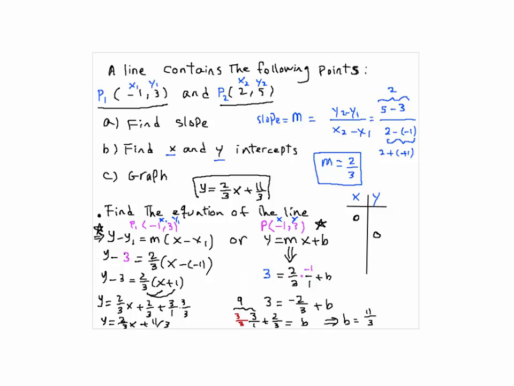So to find the x and y-intercept, let's find the y-intercept first. To find the y-intercept, you let x equal to 0. If x equal to 0, what is y? Anyone? Somebody typed 11/3. That's correct.